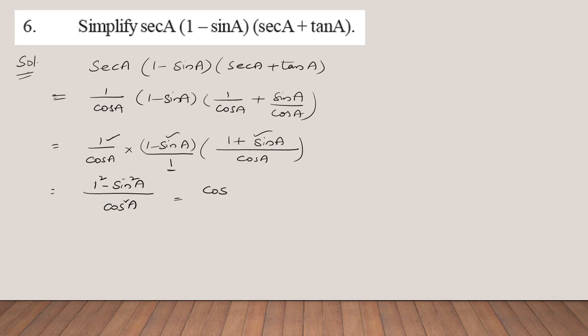So 1 minus sin square A from the identities I can write as cos square A. So cos square A divided by cos square A, which gives me 1. Hence the answer for this question is 1. So on simplification we are going to get the answer as 1.